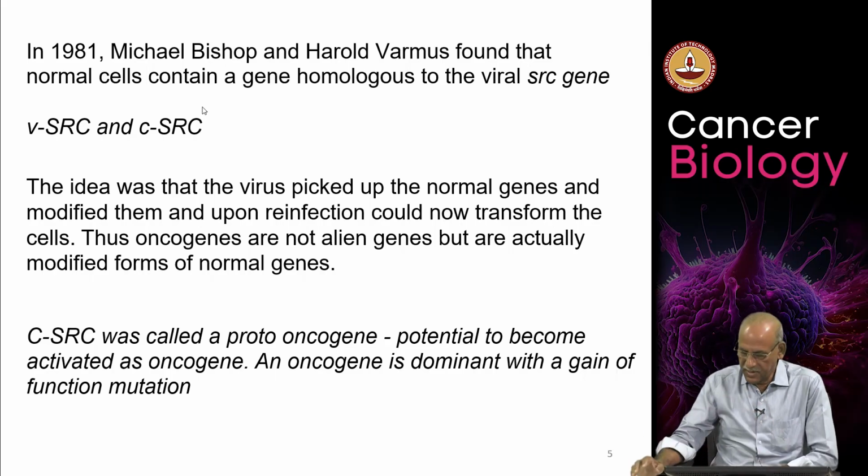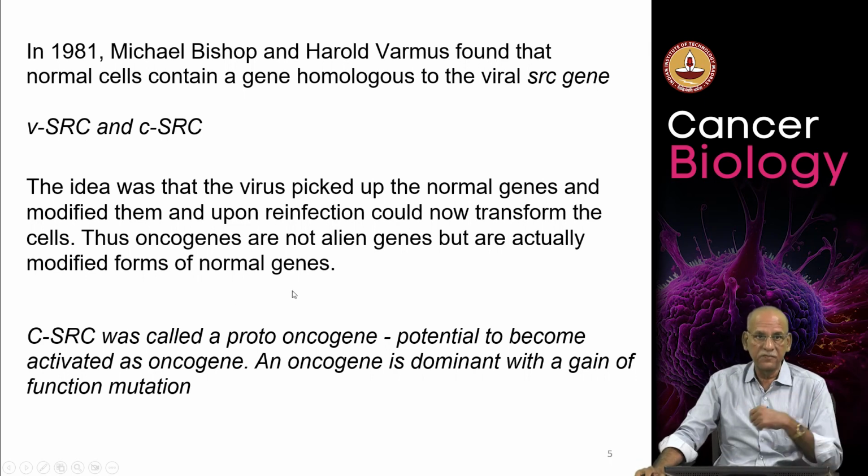So, this nomenclature came, the idea that the virus picked up the normal genes and modified them, and upon reinfection could now transform cells into cancer cells. Thus, oncogenes are not alien genes, but are actually modified forms of the normal genes. This is a very important concept for you to understand. So, C-SRC was called a proto-oncogene.